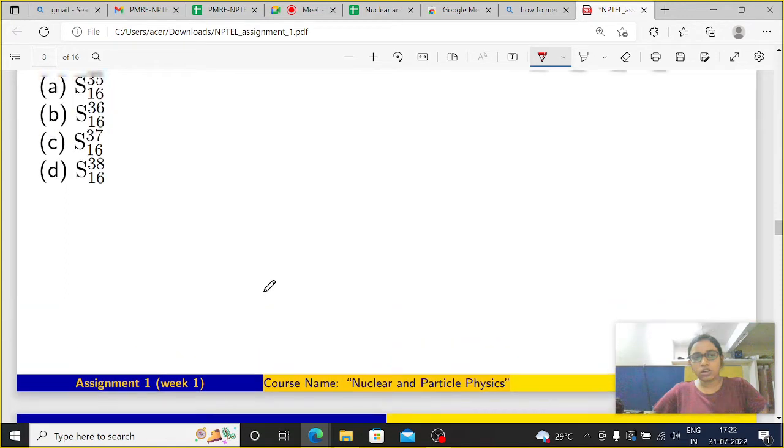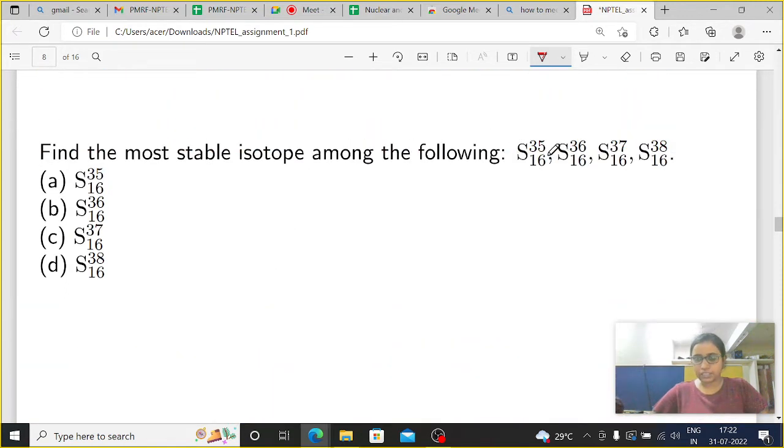So before going to the answer of that question, as we can see here, just like that previous one, all the things we can calculate. S-16-35, 36, 37, 38, all the isotopes have Z equals to 16 and A equals to 35, 36, 37, 38 respectively. So according to that we can say what will be the value of N here.